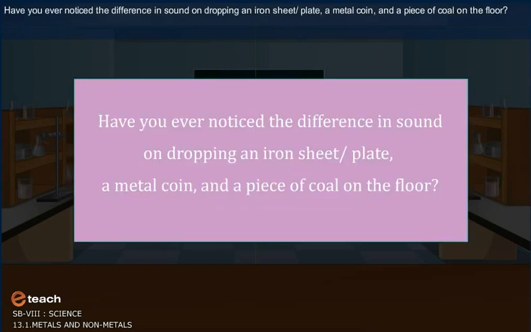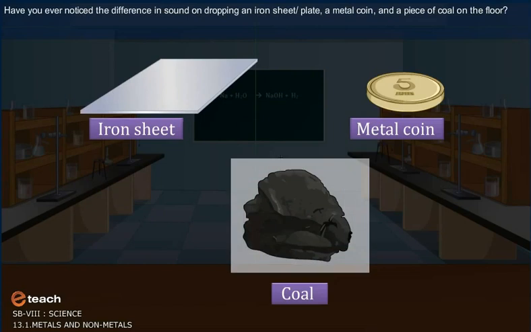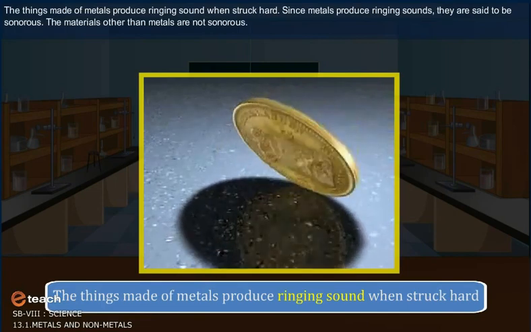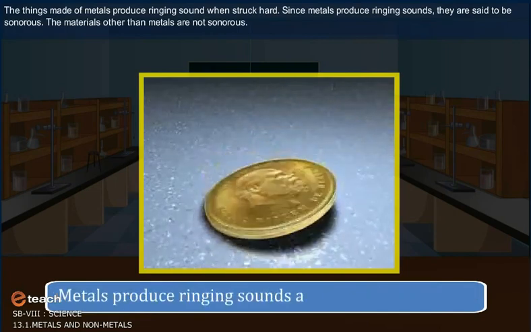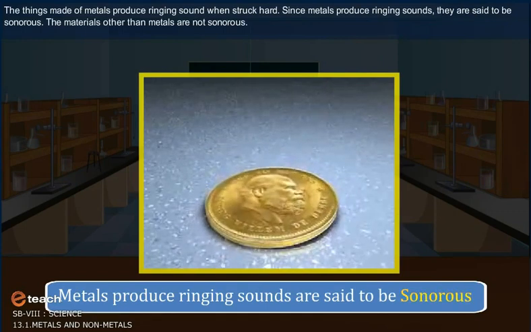Have you ever noticed the difference in sound on dropping an iron sheet or plate, a metal coin, and a piece of coal on the floor? The things made of metal produce a ringing sound when struck hard. Since metals produce ringing sounds, they are said to be sonorous. The materials other than metals are not sonorous.